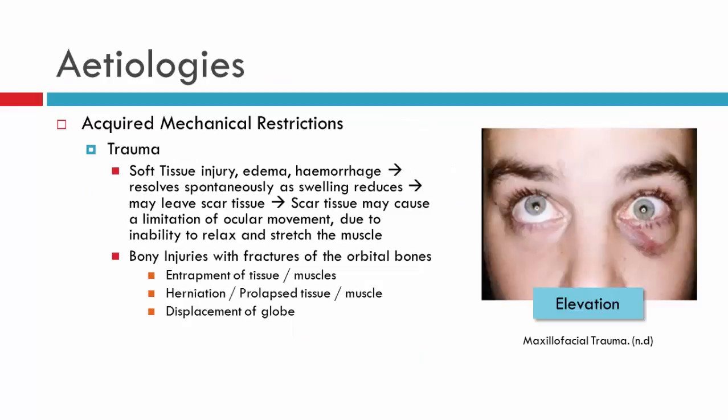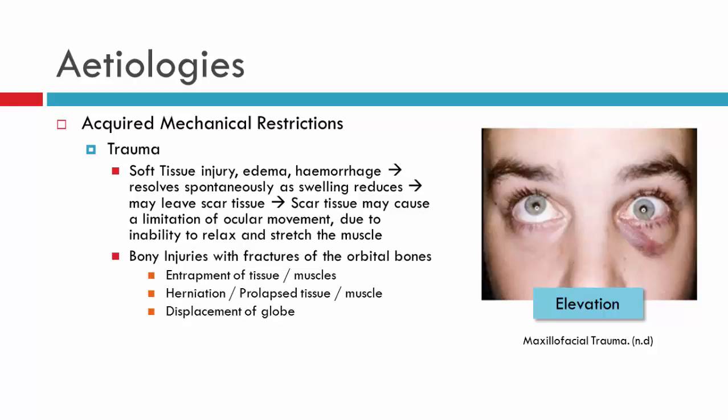Let's talk about etiologies, or the causes of mechanical restrictions, and we'll commence with acquired mechanical restrictions and then move to the congenitals. One of the causes is trauma. So you might have trauma to the eye, and this might include, as an example, a ball hitting the eye, or for instance in a motor vehicle accident, the patient might come forward and hit their eye against a steering wheel. They can cause soft tissue injury or bone injuries around the orbit.